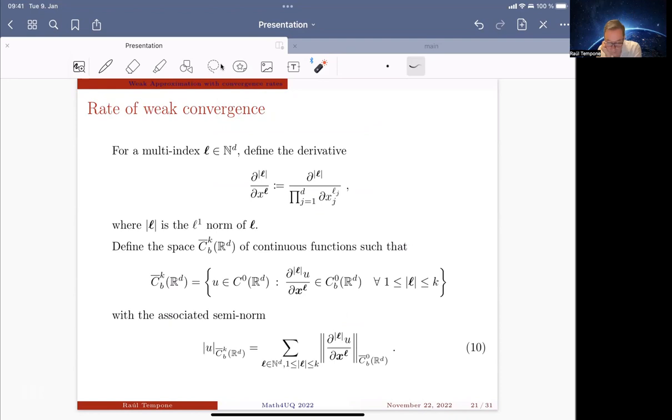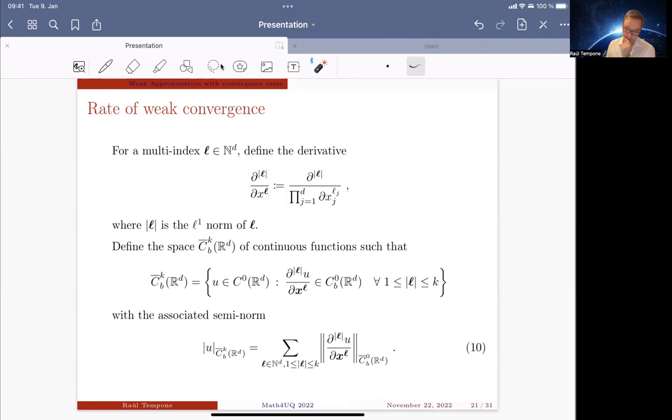Is this going to help in some way? Well, let me introduce some notation that is classical. Let's see, multi-indices for derivatives, right? Mixed derivatives. Let's do it like this. This is the usual notation.